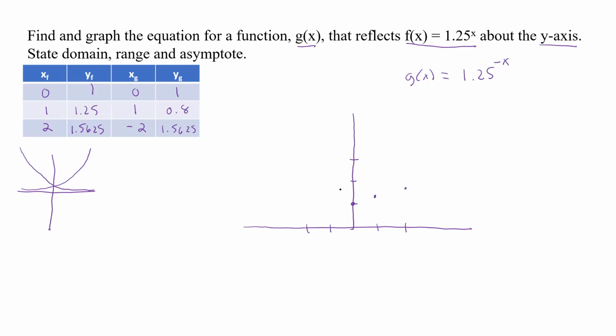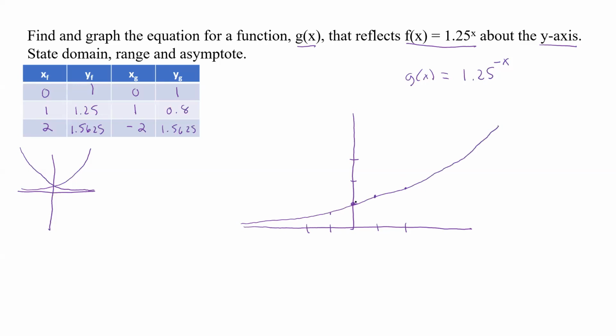And so what do we have here? If we plugged in a negative 1, that's going to be a 0.8. So that's going to be somewhere here. And so this is going to be kind of going like something like that, very slow.